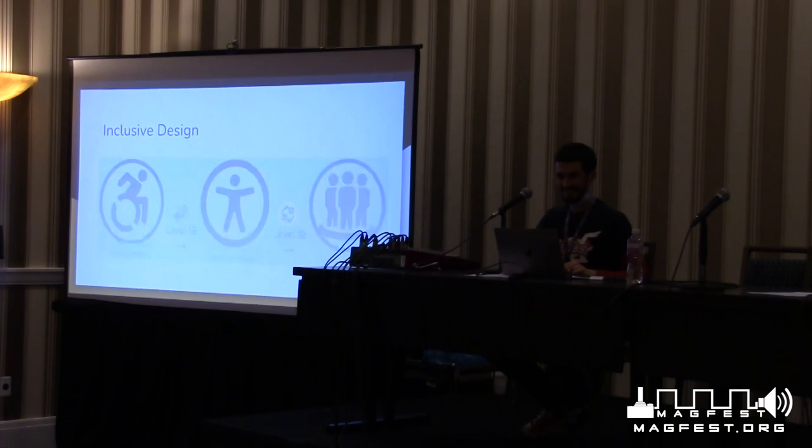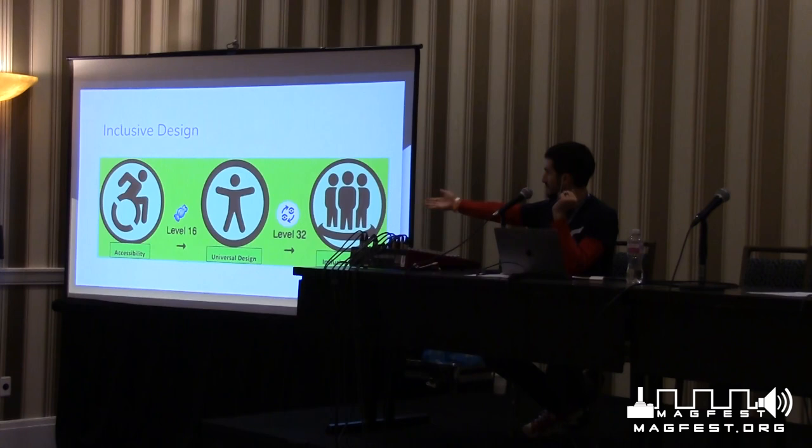So, inclusive design. Through painstaking research with Professor Oak, I have devised this evolution chart for the progression of accessibility, universal design, and ultimately inclusive design. Inclusive design ultimately sits atop the shoulders of universal design and accessibility, which come before it, which are essential purposes in making games and experiences accessible to the people that they hope to reach with them.